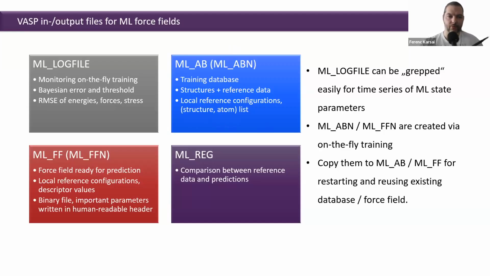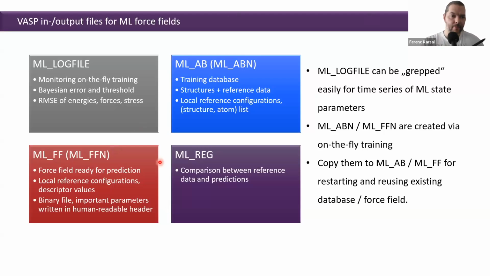The next file is the MLAB and MLABN file. They contain the whole training data and also the local reference configuration list, so which atoms to choose, from which structure, which atom to choose as local reference configurations. The capital N, here and also later, stands for new. The MLABN file is the output file, while the MLAB file is the input file. They are exactly the same, so MLABN can be copied to MLAB to use it later as an input.